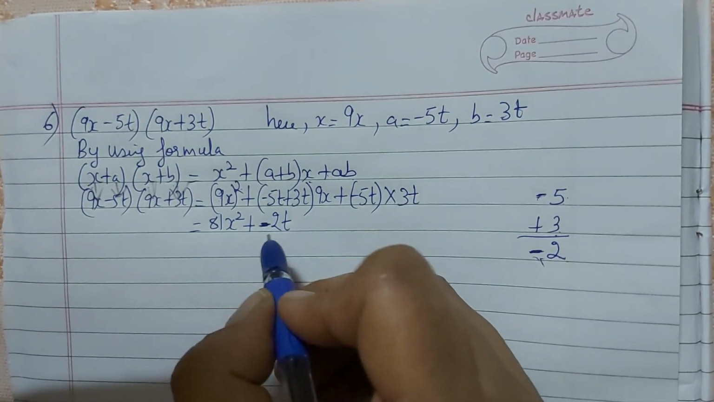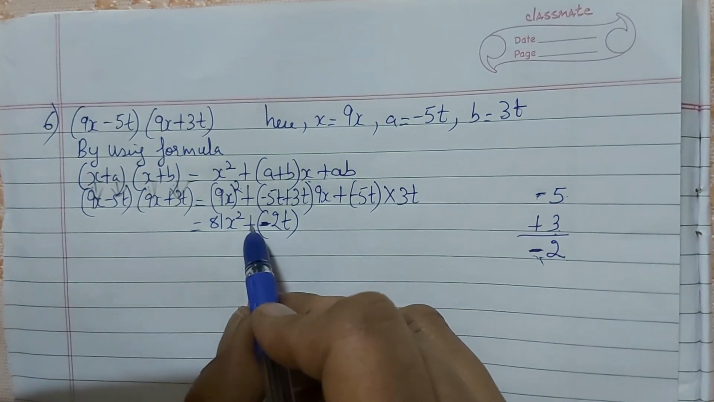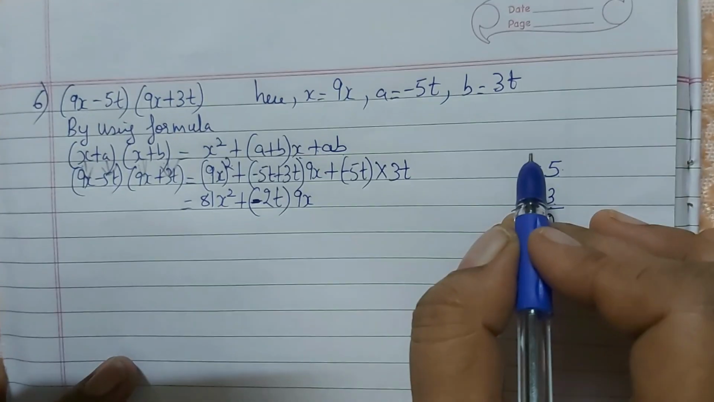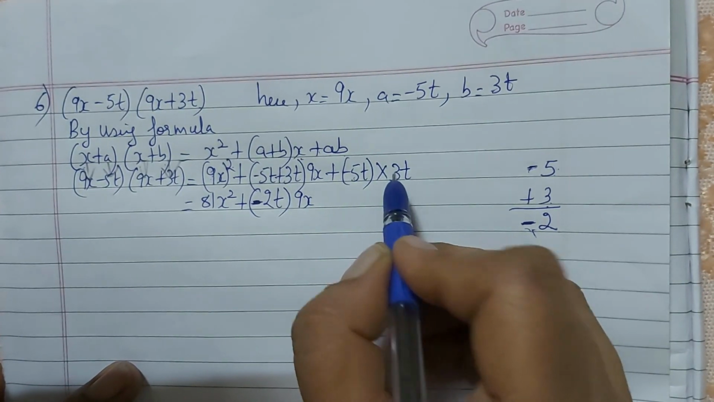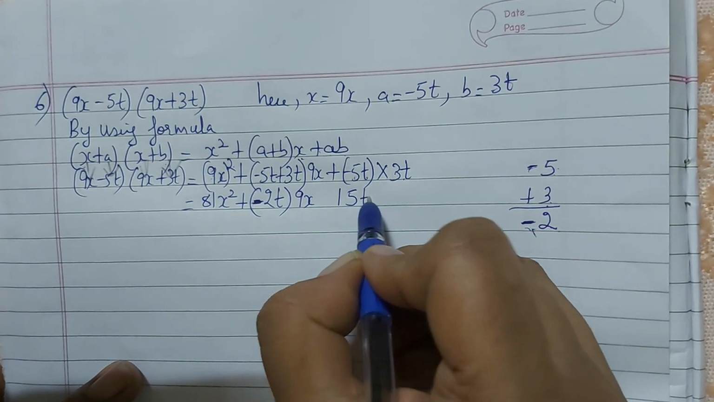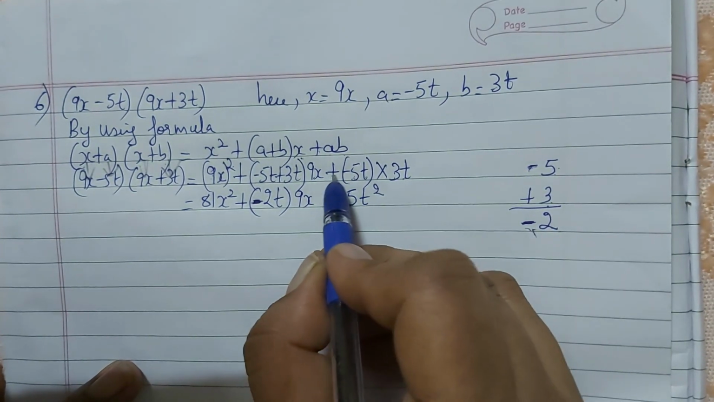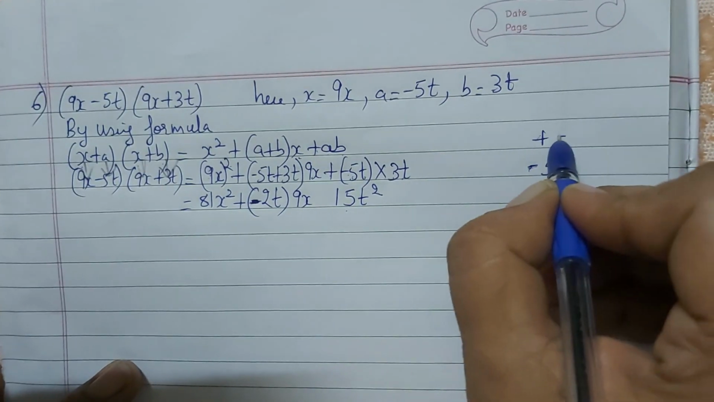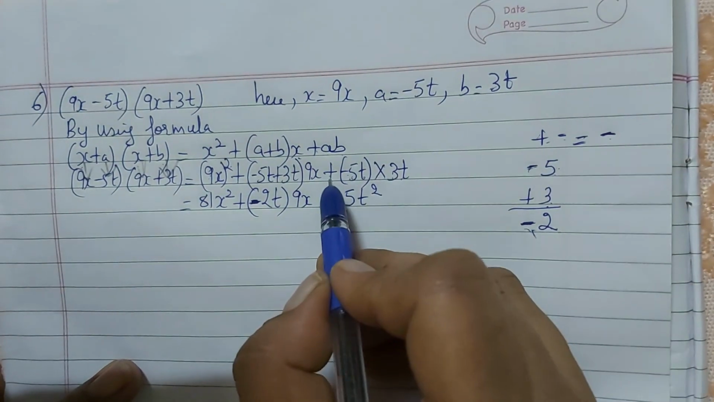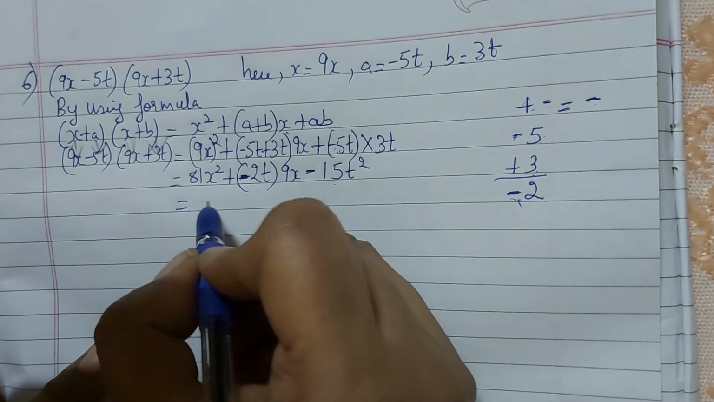Now we will put them in the bracket because the minus sign is there, so we have to put them in the bracket, and here the plus sign is there. Now we will write this 9x. Now 5 3s is what? 15. So we will write 15. t multiplied by t is t square. Plus and minus is what? Plus and minus is equal to minus. So plus and minus is minus.